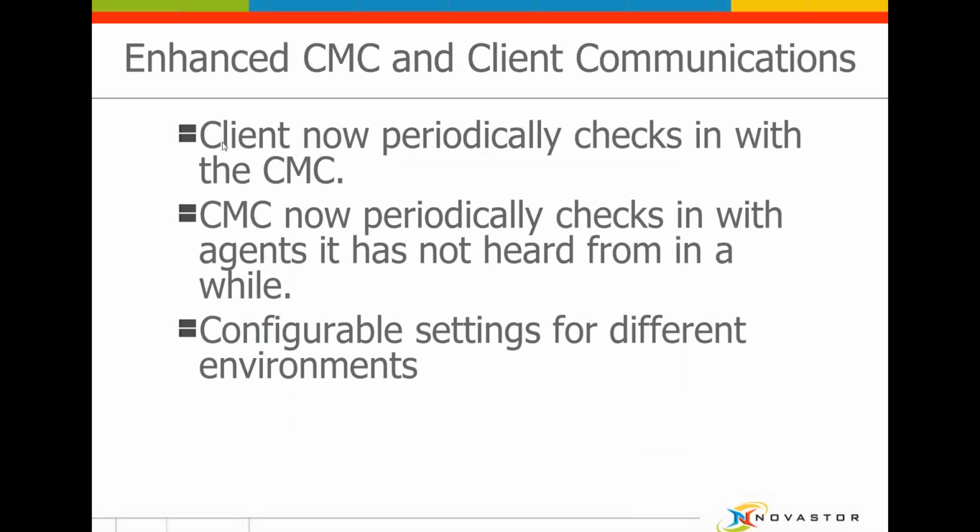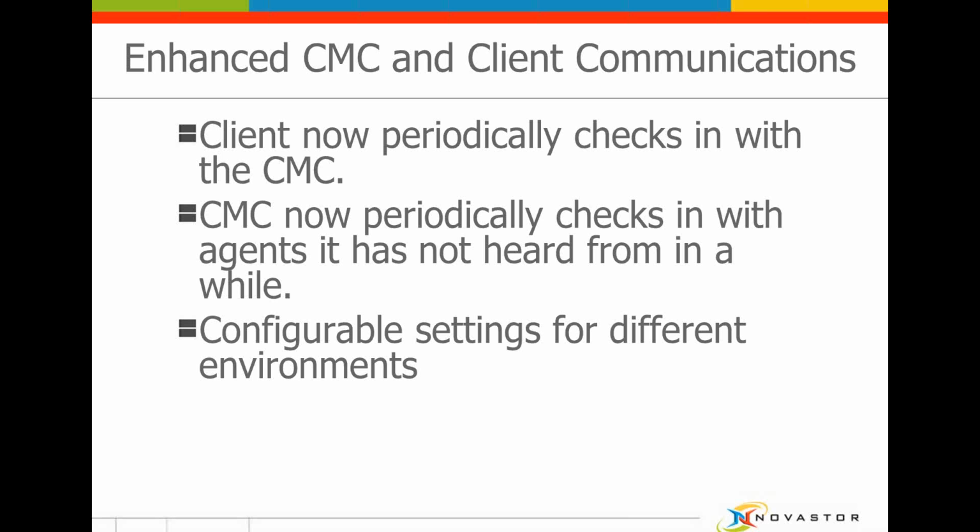The enhanced CMC and client communications. This was something that was asked quite a bit, especially in 12.1, because there were some issues with the CMC showing the clients connected when they really weren't, or vice versa. Basically, this makes a much more robust connection between the client and the server. Now the client will periodically check in with the CMC to make sure that it's still there, and if there's any work for it. This is all configurable via the software. So if you have any issues or questions about how to configure it, please let me know.